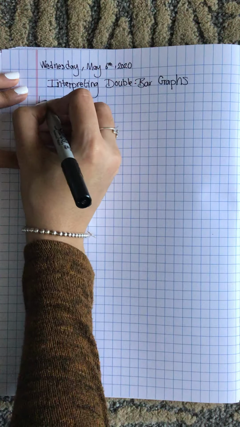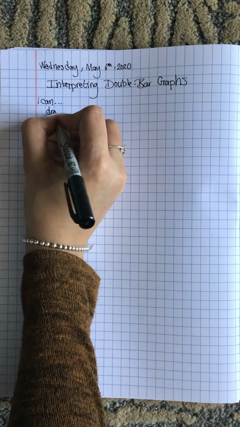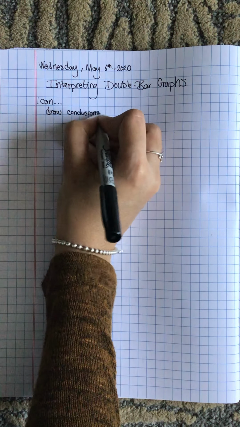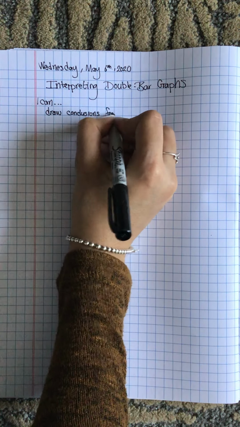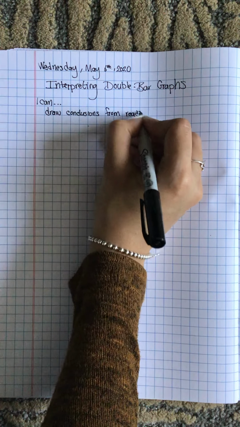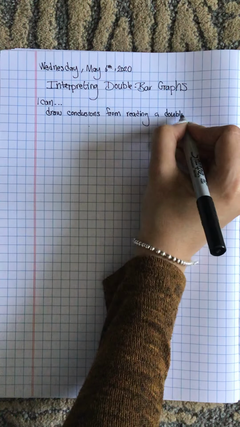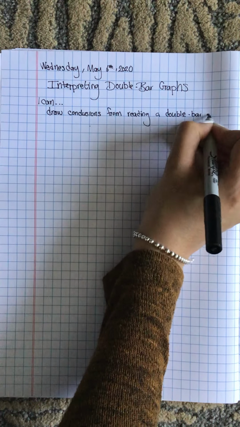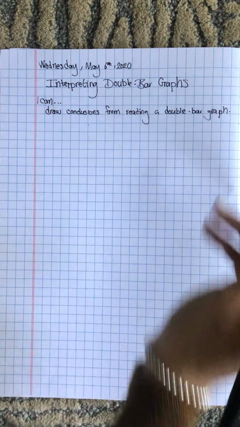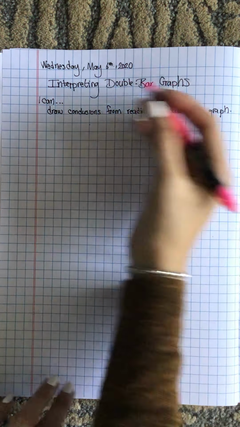Your I can statement is: I can draw conclusions from reading a double bar graph. Let me explain what that means. Okay, write that down. Interpreting double bar graphs. I can draw conclusions from reading a double bar graph.